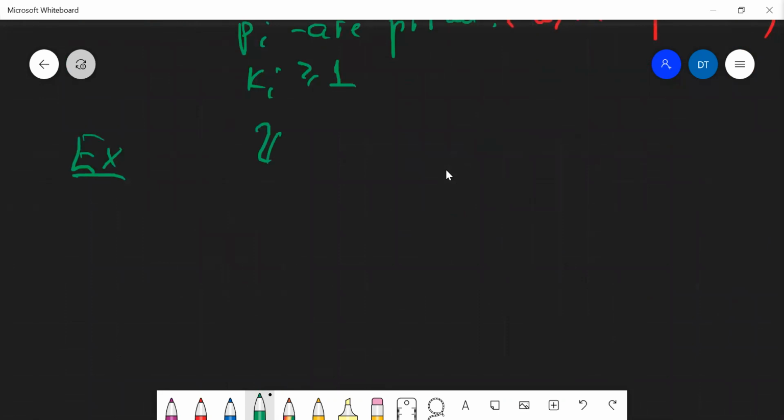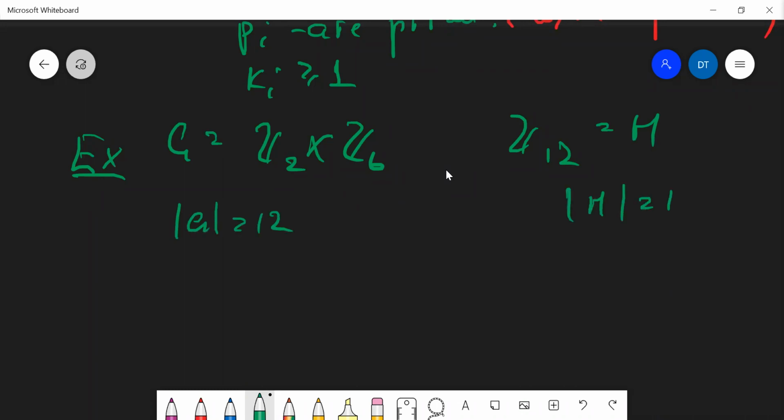So let's take Z2 times Z6 and Z12. This is a group G, and this is a group H. Then the group G has 12 elements, and the group H also has 12 elements. And as you can see, this is the first form from the claim. So here you have two cyclic factors and 2 divides 6. And here you have only one cyclic factor, and there is no condition for the division. So since these presentations are different, these groups are not isomorphic.